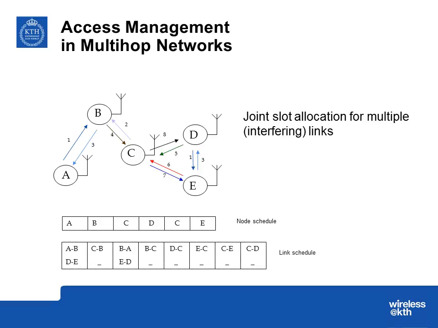The other scheme is what we call a link schedule. Instead of scheduling one time slot for every transmitter, we schedule 1 time slot for every link. And as you can see in the lower part here, some of the links can actually be used simultaneously. For instance, A and B can transmit at the same time as D can transmit to E. So we can make a more efficient use of the radio spectrum, allowing for frequency reuse.